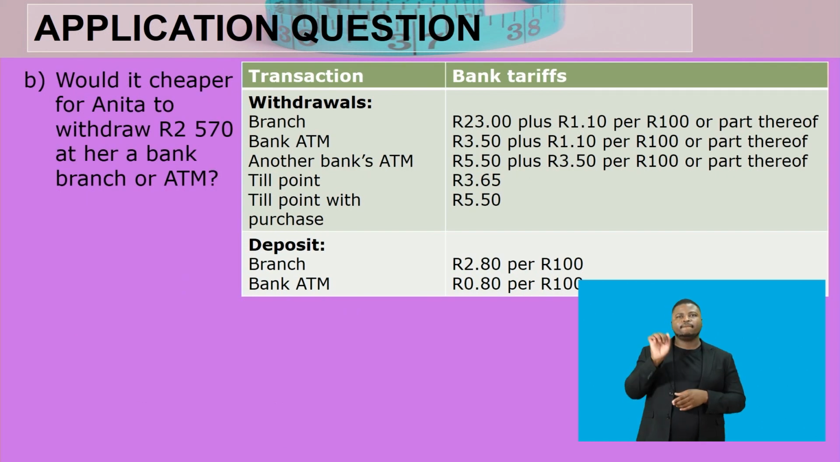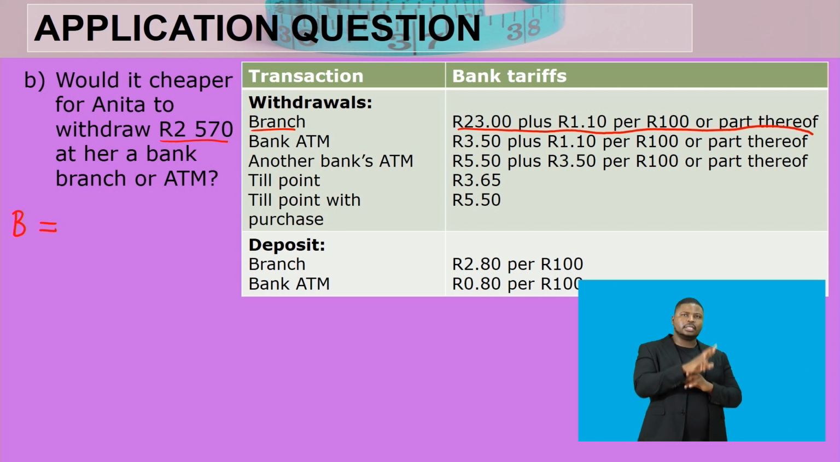Question 2B, would it be cheaper for Anita to withdraw 2,570 at her bank branch or at an ATM? We check. We have to do calculations, obviously, to check which one would be cheaper. Let's start with the branch. At a branch, I'll abbreviate it as B and bank ATM as BA. For branch, we have 23 rand plus 1 rand 10 cent per 100 rand and part thereof. Whatever does not amount to 100 rand should be treated like 100 rand.